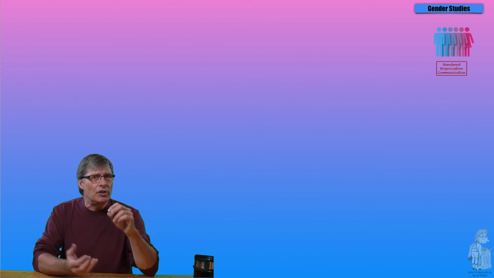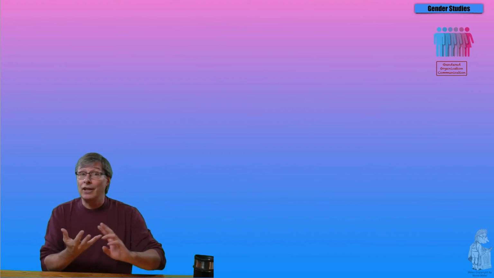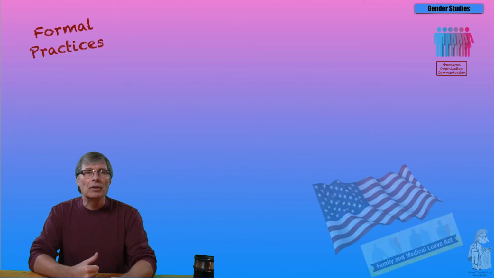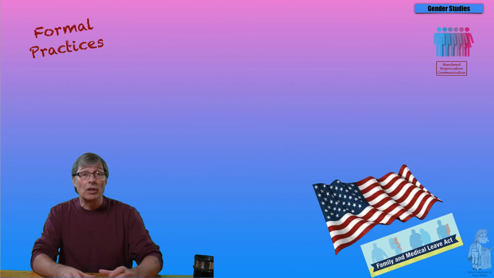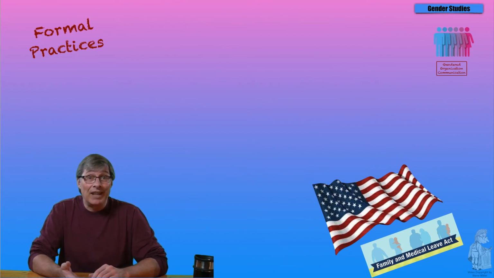So if we move into the gendered patterns of organizations, we can see that there are formal and informal. And we're going to begin with formal practices. We'll start with the leave policies for leave of work. The Family and Medical Leave Act, the FMLA, in the United States, states that employees can take up to 12 weeks unpaid leave to care for new babies or sick family members.